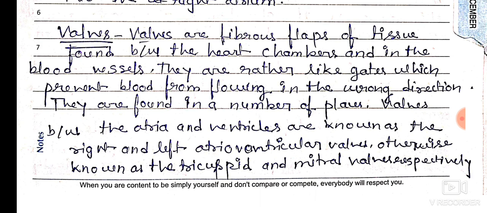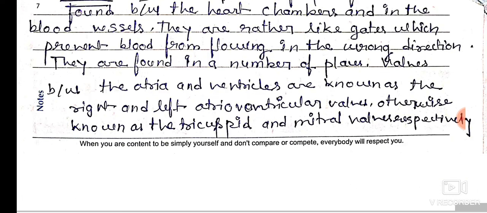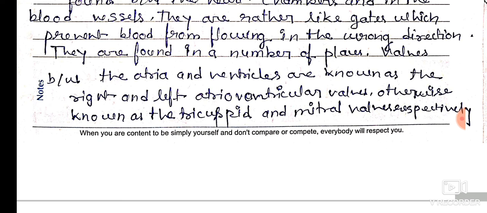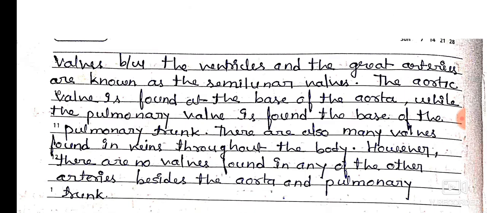Valves are fibrous flaps of tissue found between the heart chambers and in the blood vessels. They are rather like gates which prevent blood from flowing in the wrong direction. They are found in a number of places. Valves between the atria and ventricles are known as the right and left atrioventricular valves, otherwise known as the tricuspid and mitral valves respectively.